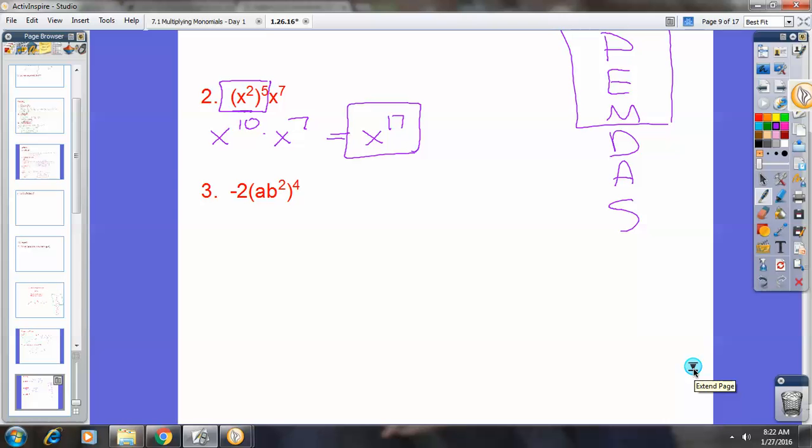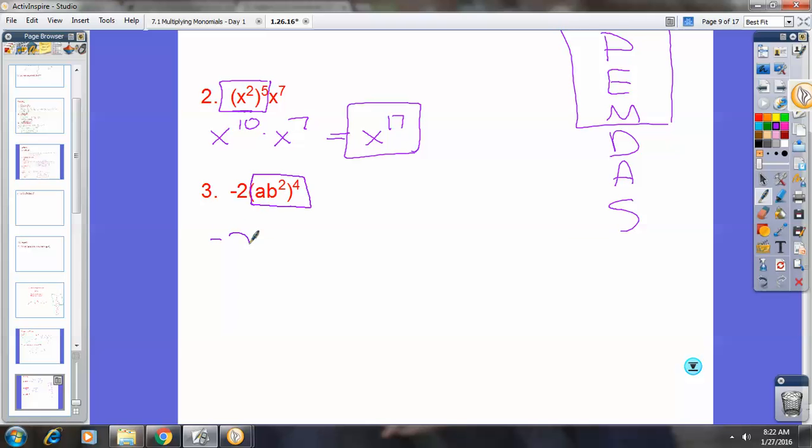Okay, is there anything inside the parentheses that I need to take care of? No, I don't believe so. So let's go to the exponent. Is negative 2 included in this power? Is it taken to the 4th power? No. Only the stuff in parentheses can be taken to the 4th power.